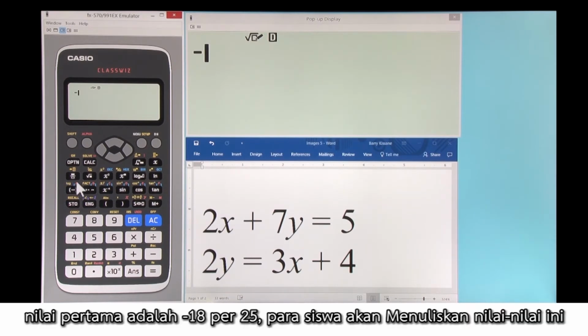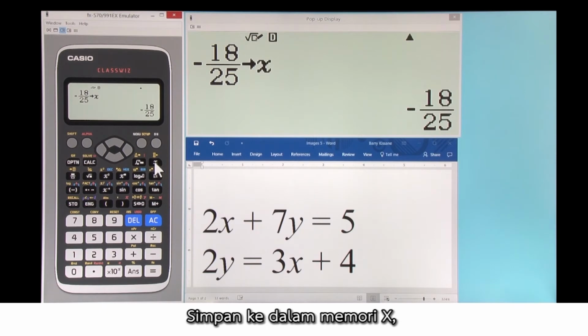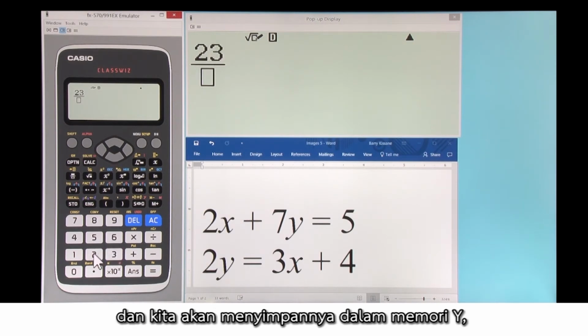The first value was negative 18 on 25. The students would have written these values down. We will store that by tapping the store key into memory X, and the other value was 23 on 25, and we will store that into memory Y.